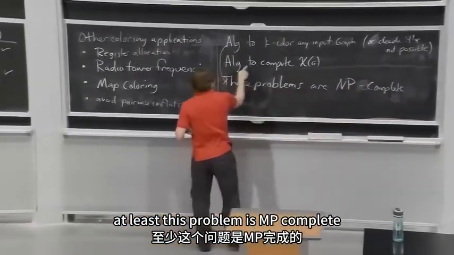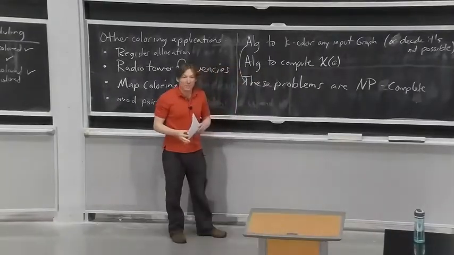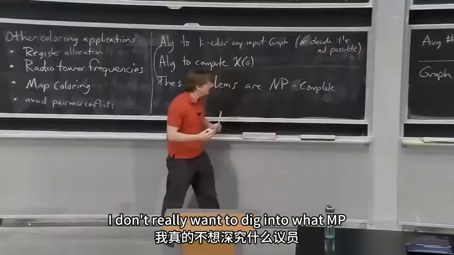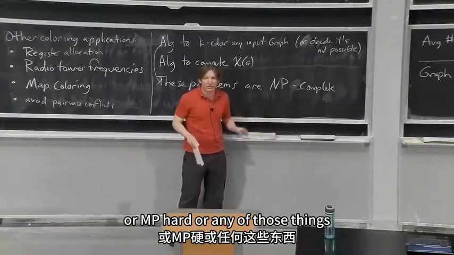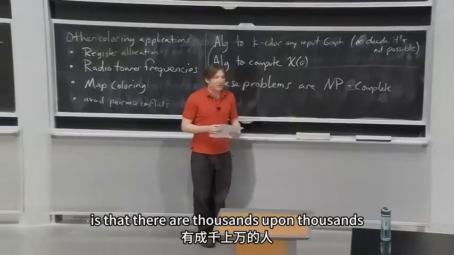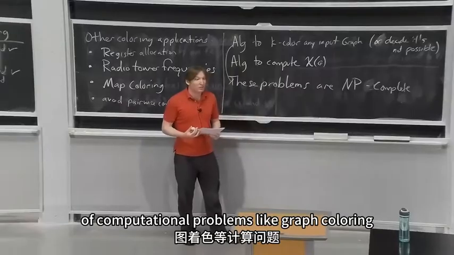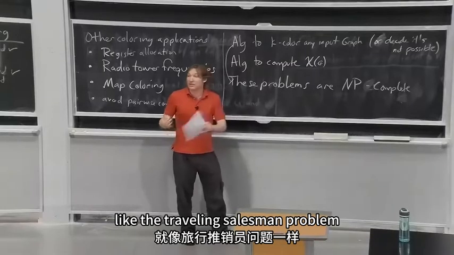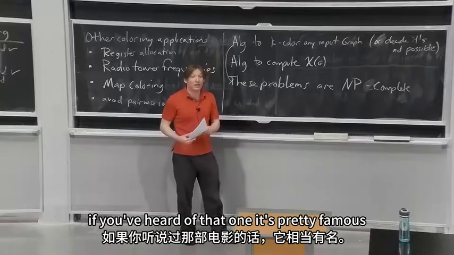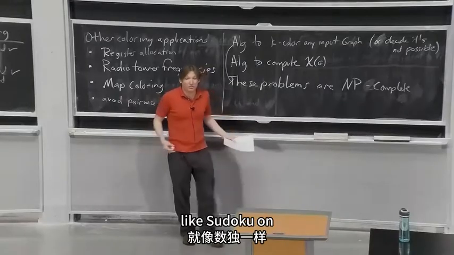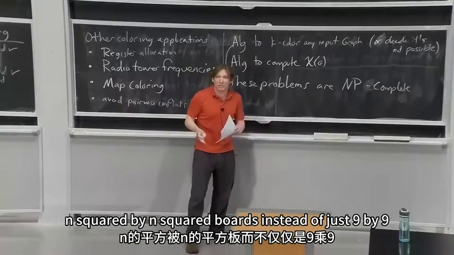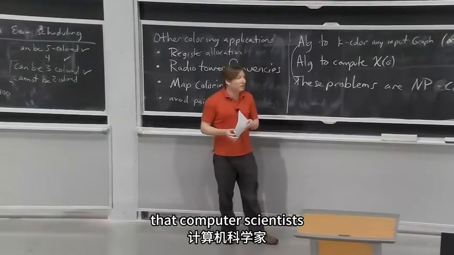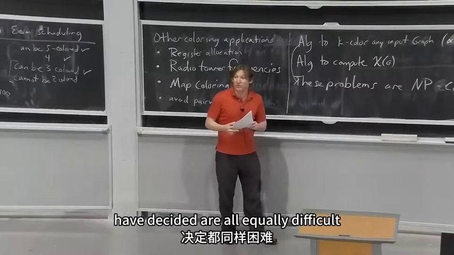At least this problem is NP complete. Like I said, this one might be even harder than NP. What does this mean? I don't care so much. I don't really want to dig into what NP complete means right now, or NP hard, or any of those things. What I will say is that there are thousands upon thousands of computational problems, like graph coloring, like the traveling salesman problem, if you've heard of that one. It's pretty famous. Like Sudoku on n squared by n squared boards instead of just 9 by 9.